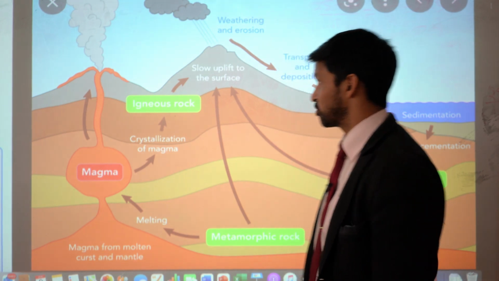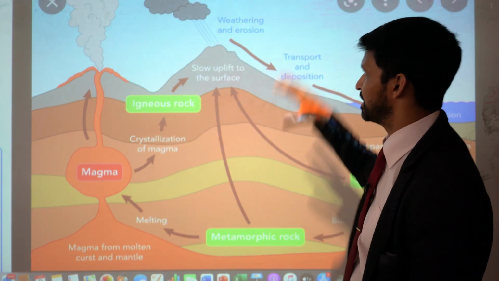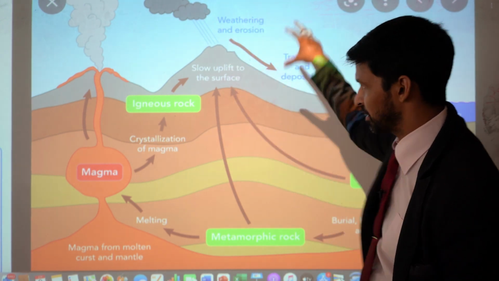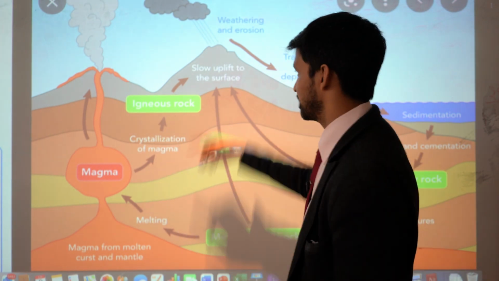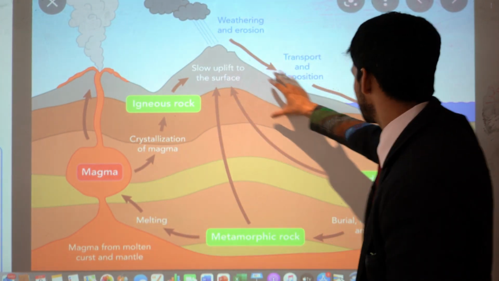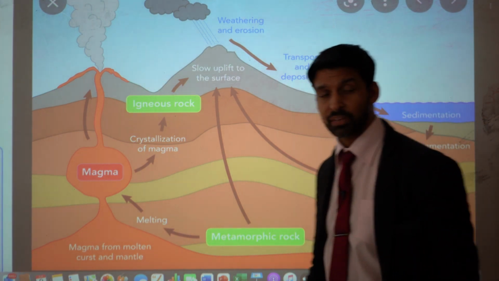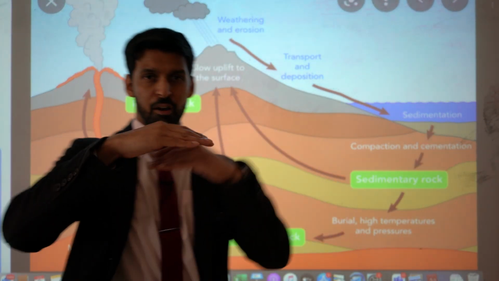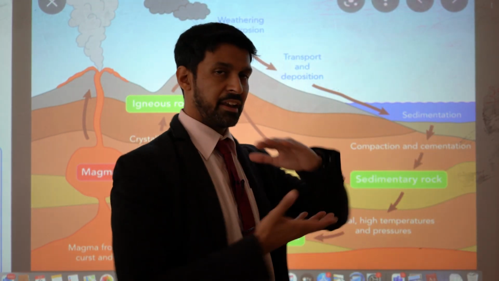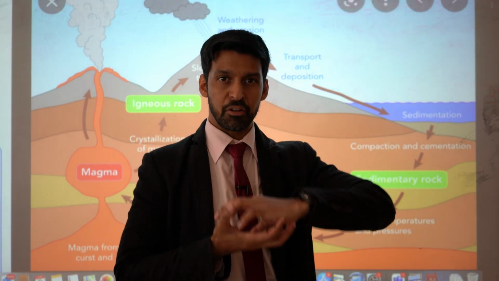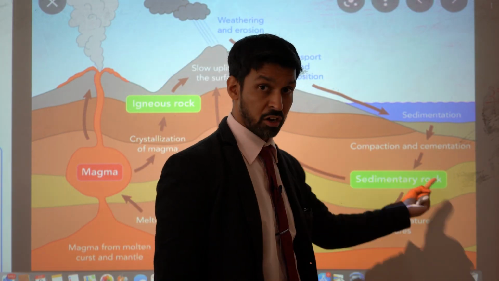Going back to the igneous rock, you find it's on the surface, and what happens is weathering and erosion happens. So weathering is to break down the rock, erosion is to transport those little pieces of rock, and it transports it and deposits it at the bottom of the sea. When it does that, you get layer upon layer upon layer building up, so it gets buried, and then it gets compressed and compacted and cemented together to form sedimentary rock.